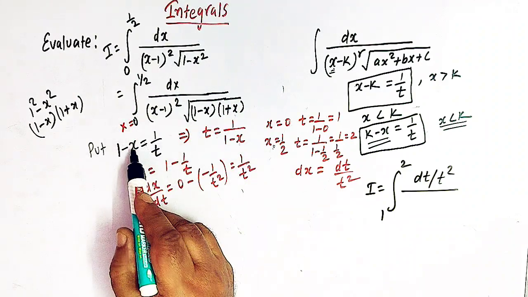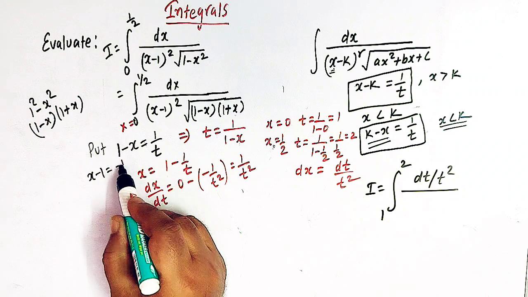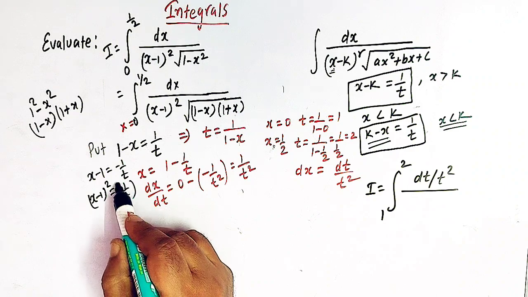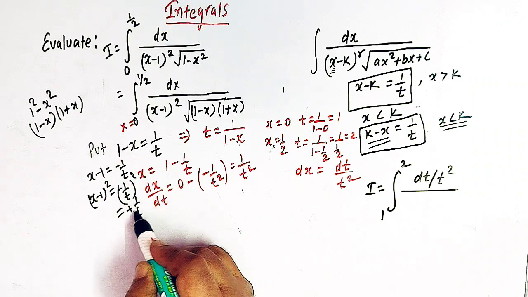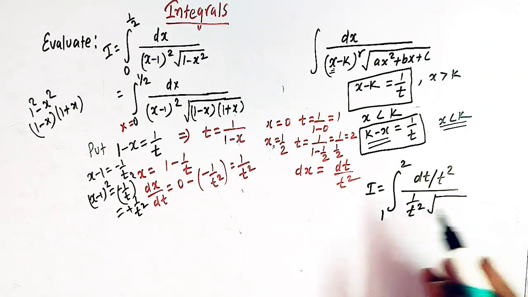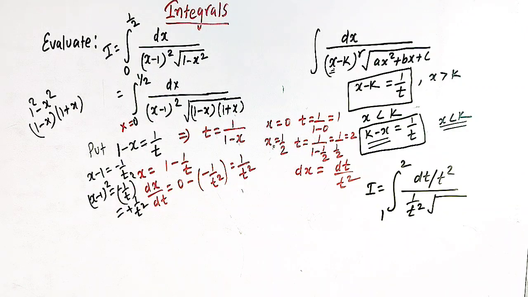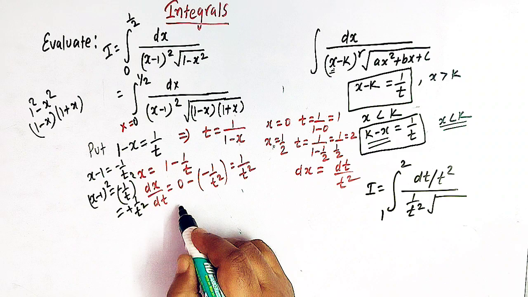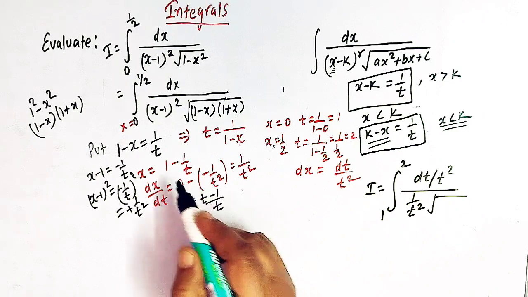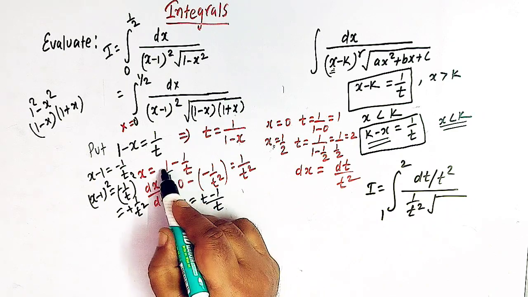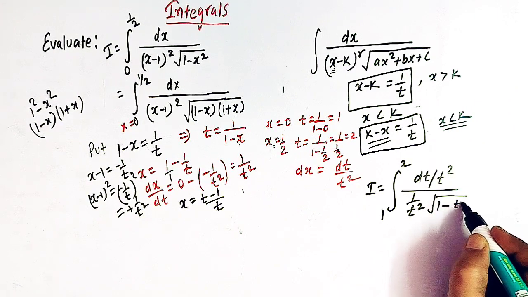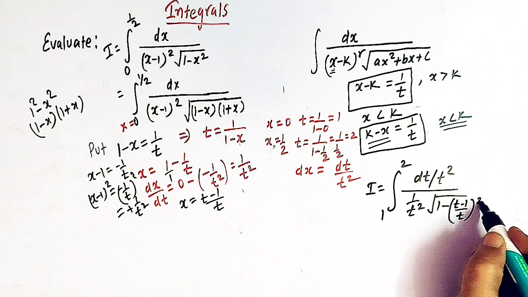So x minus 1 may be written as x minus 1 is equal to minus 1 over t. So (x minus 1) square is (minus 1 over t) square, that is positive 1 over t square. So here we have 1 over t square, and then we have square root of 1 minus x square, right? So x is equal to 1 minus 1 over t, that is t minus 1 over t, right? So here we take the LCM, so t minus 1 over t. So here we have 1 minus (t minus 1 over t) square.